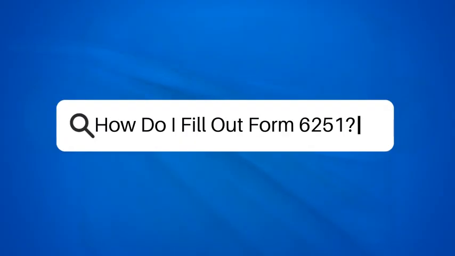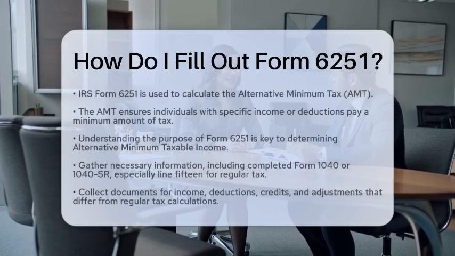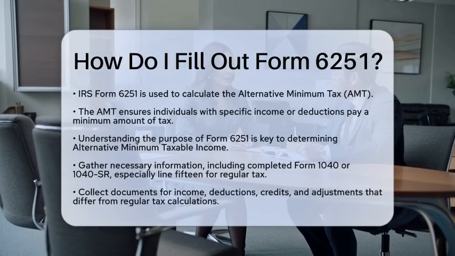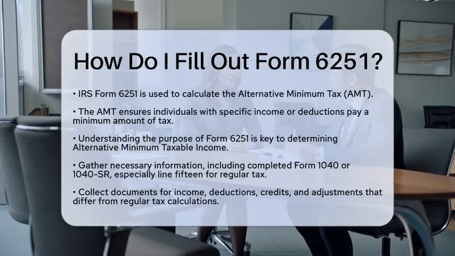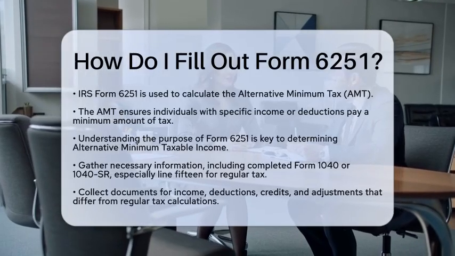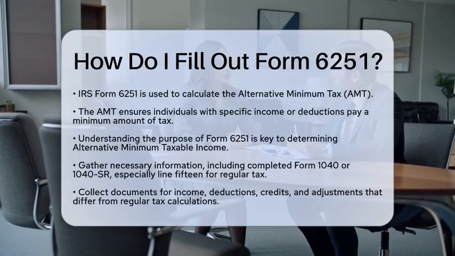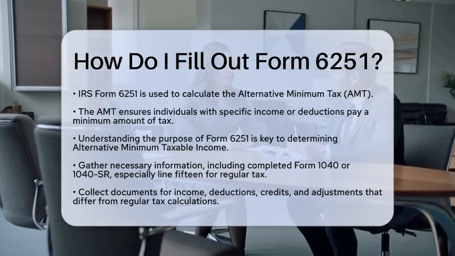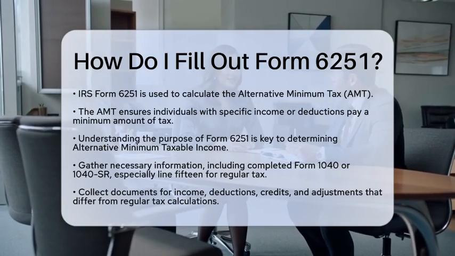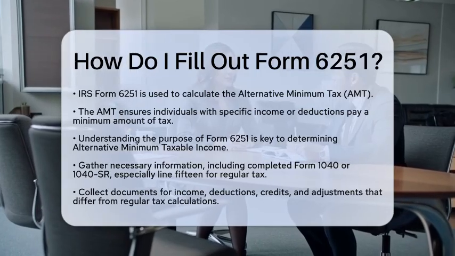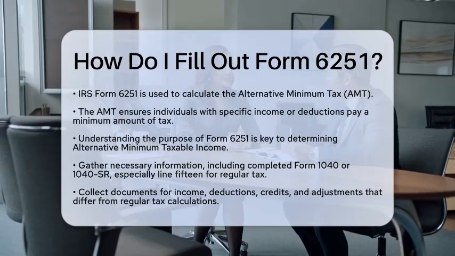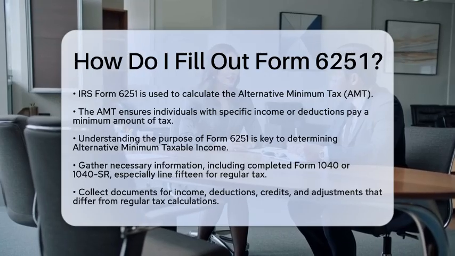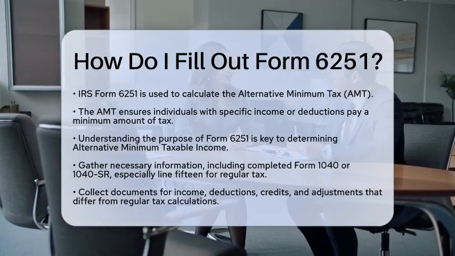How do I fill out Form 6251? If you are wondering how to fill out IRS Form 6251, you are in the right spot. This form is essential for calculating the Alternative Minimum Tax, or AMT. The AMT ensures that individuals with specific income or deductions pay a minimum amount of tax. Let's break down the steps to help you complete this form accurately.